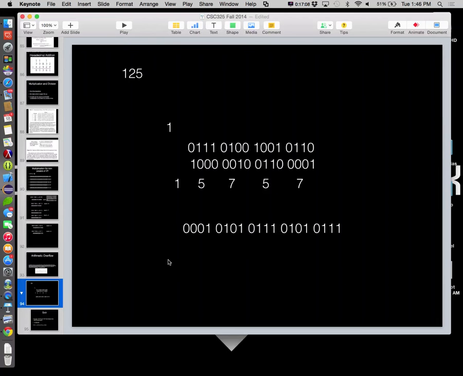Make sense? So BCD is always decimal encoded in binary through nibbles. But otherwise, we did the same math as we did before. Whether we're adding hex, binary, decimal, or BCD. The only thing we couldn't do is treat this BCD number as a binary number, because it's not.